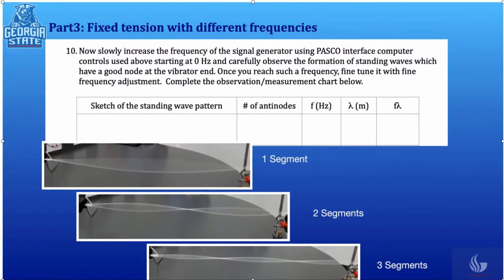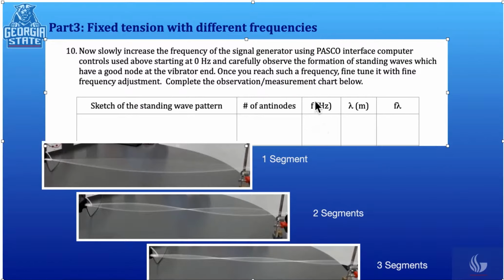Towards part 3. Part 3 is fixed tension with different frequencies. Initially, we fixed the frequency to 60 hertz and changed the tension by increasing or decreasing the masses. In this part, we are going to fix the tension, that is, we are going to decrease or increase the frequency.